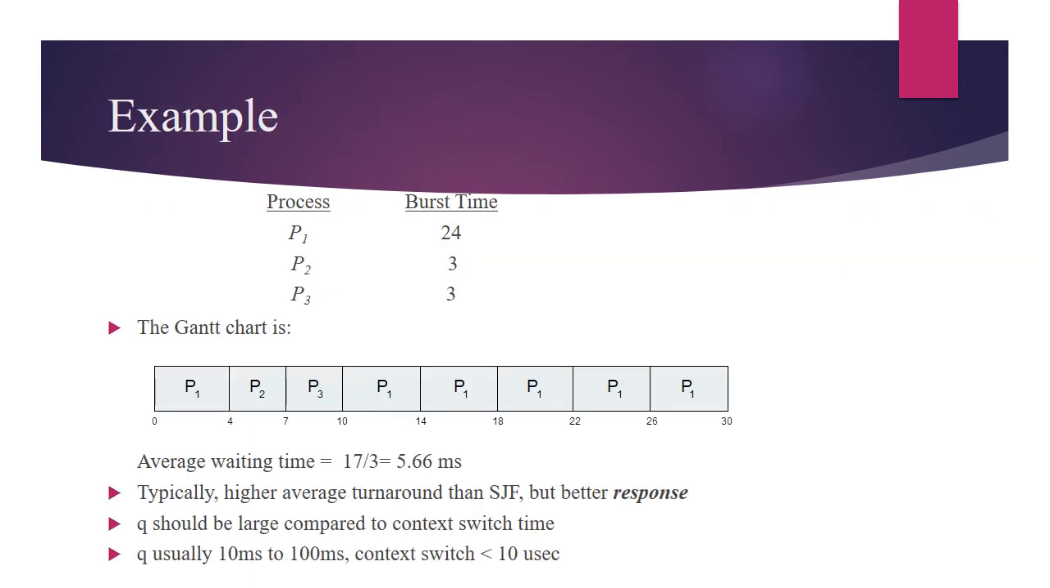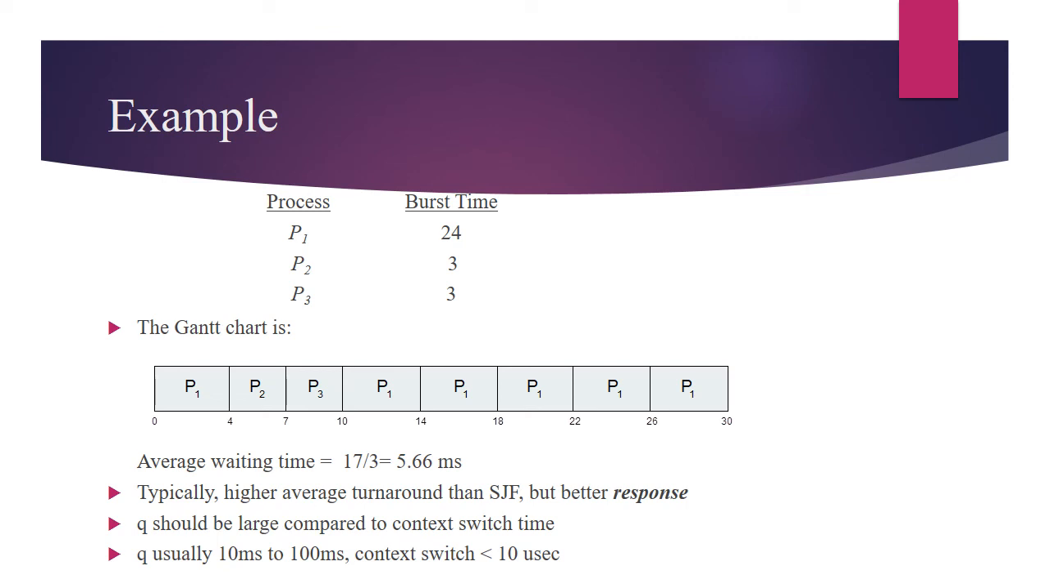For example, processes P1, P2 and P3 have burst times of 24, 3 and 3. On the basis of round robin, we will make a chart: 0 to 4 will be given to P1, then we have 4 to 7. Quantum is 4, but the burst time of P2 is just 3. So 4 to 7 is P2, then 7 to 10 is P3. P2 and P3 have burst times of 3 and 3 and the quantum is 4.